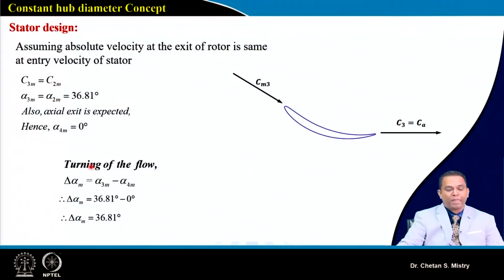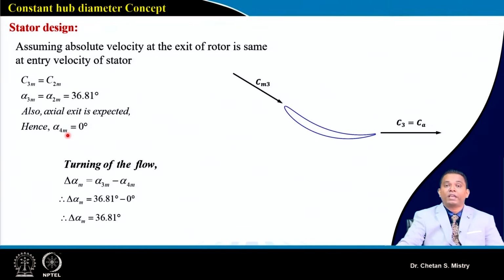Now let's say for the design of the stator, we configure as we discussed: my C2 is equal to C3 and alpha 2 equal to alpha 3. Based on that we can do our calculation for delta alpha. Since for this compressor we are expecting the exit to be axial, my alpha 3 is set to 0.